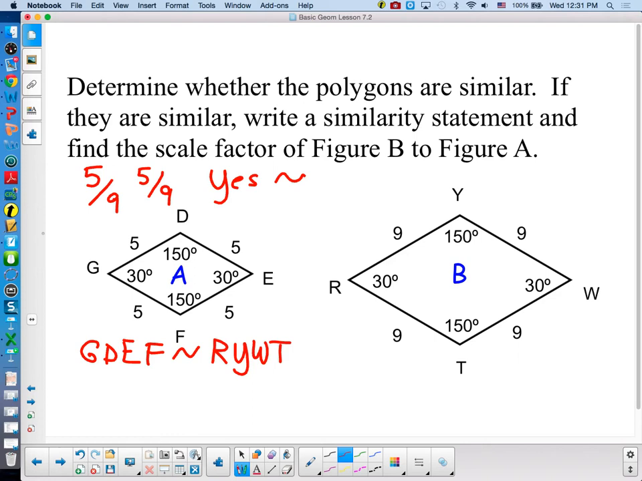And find the scale factor of figure B to figure A. Is that what I did here? Was this comparing figure B to figure A? No, this was figure A to figure B. So I need to go figure B to A. So B's side measurement is 9. The matching side from figure A is 5. So, and no matter which side I use, it's that. Can I reduce 9 to 5? We don't want a mixed number, that doesn't work in ratios. So there's our scale factor, 9 to 5. Thumbs up or down?